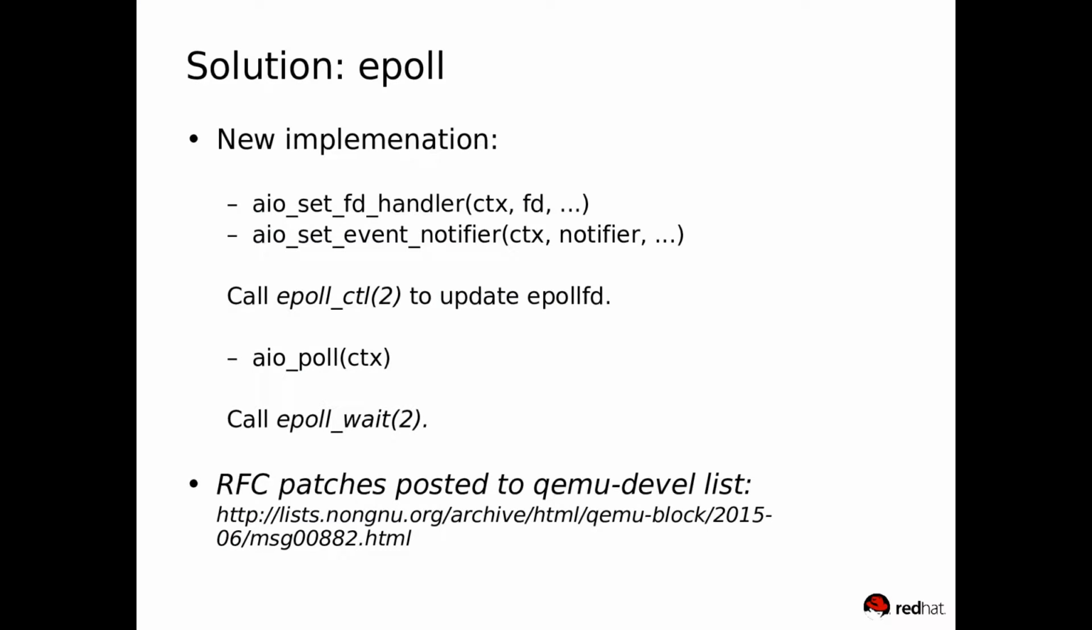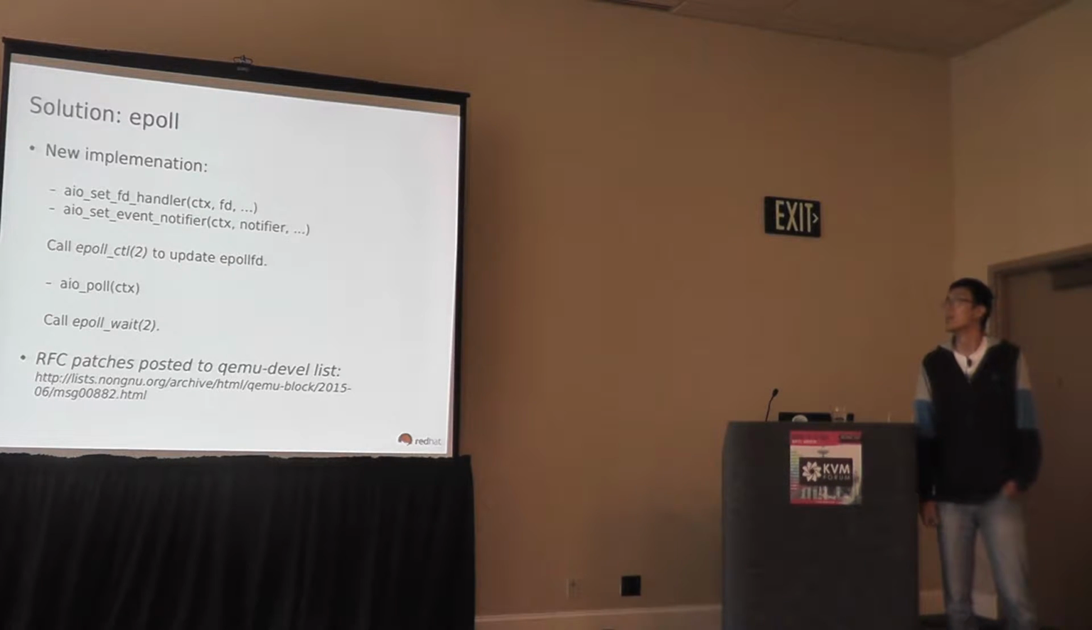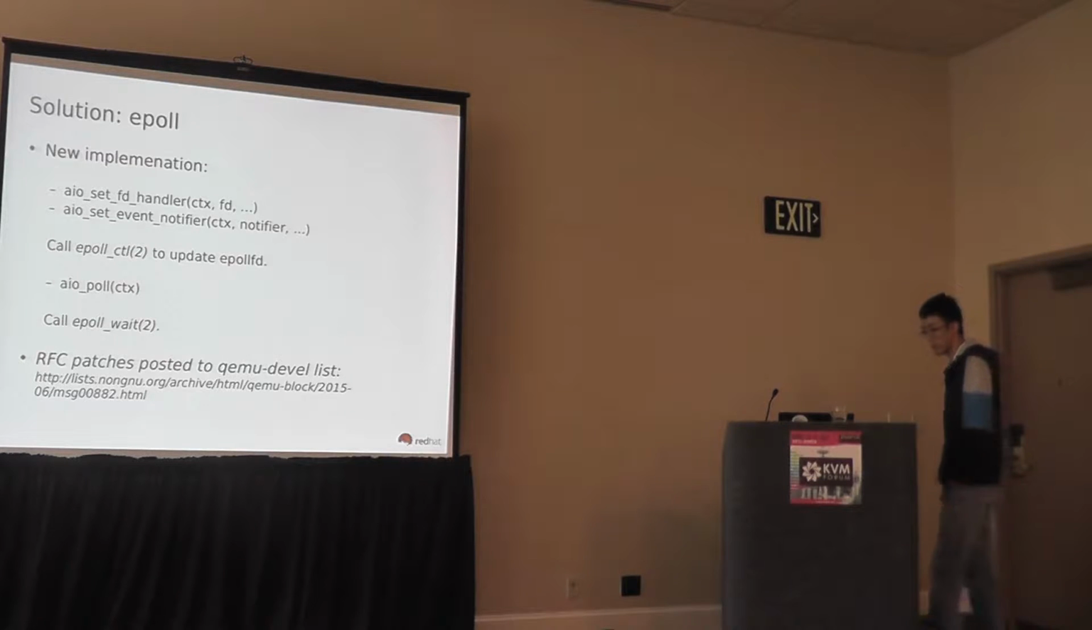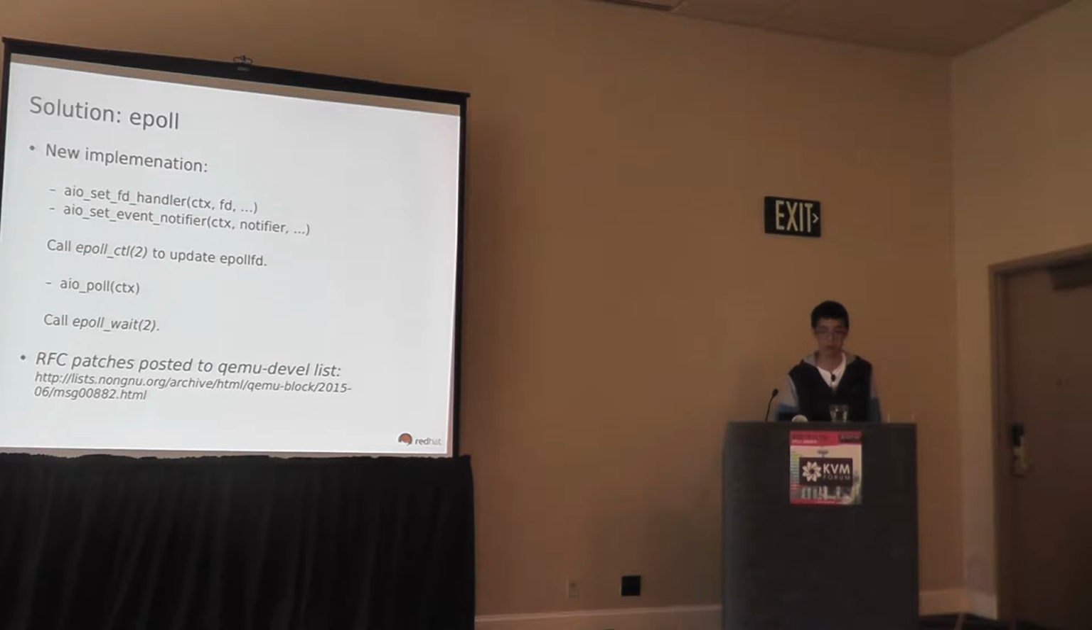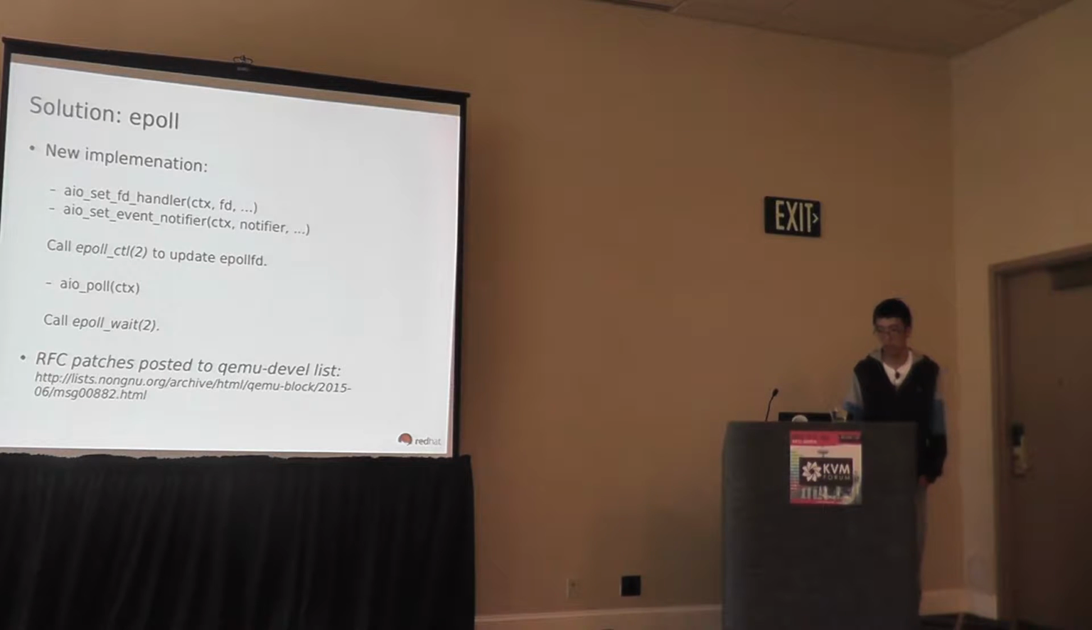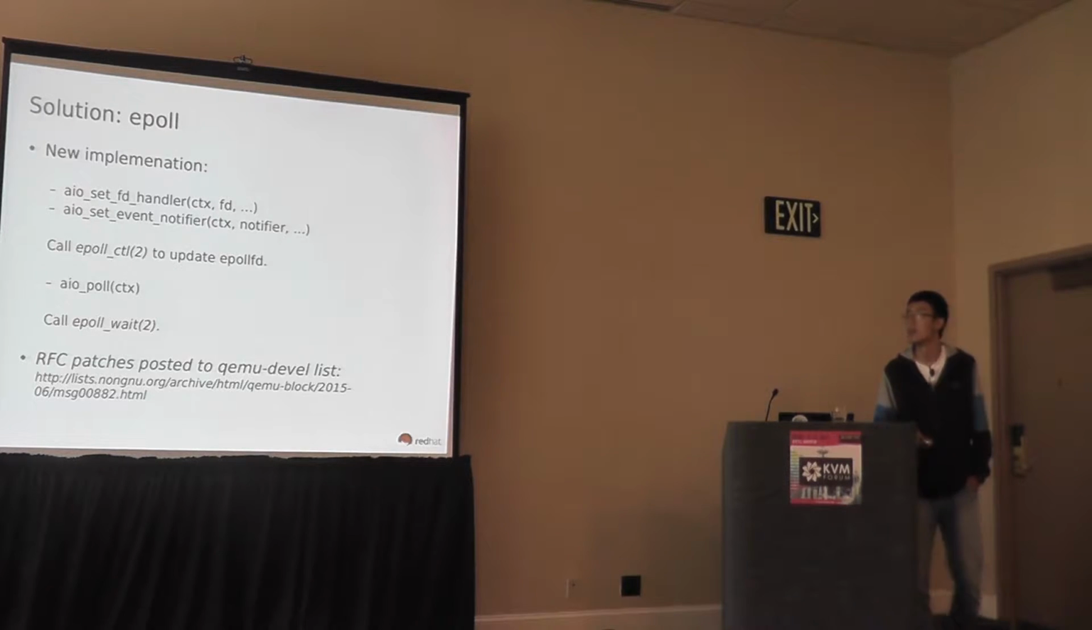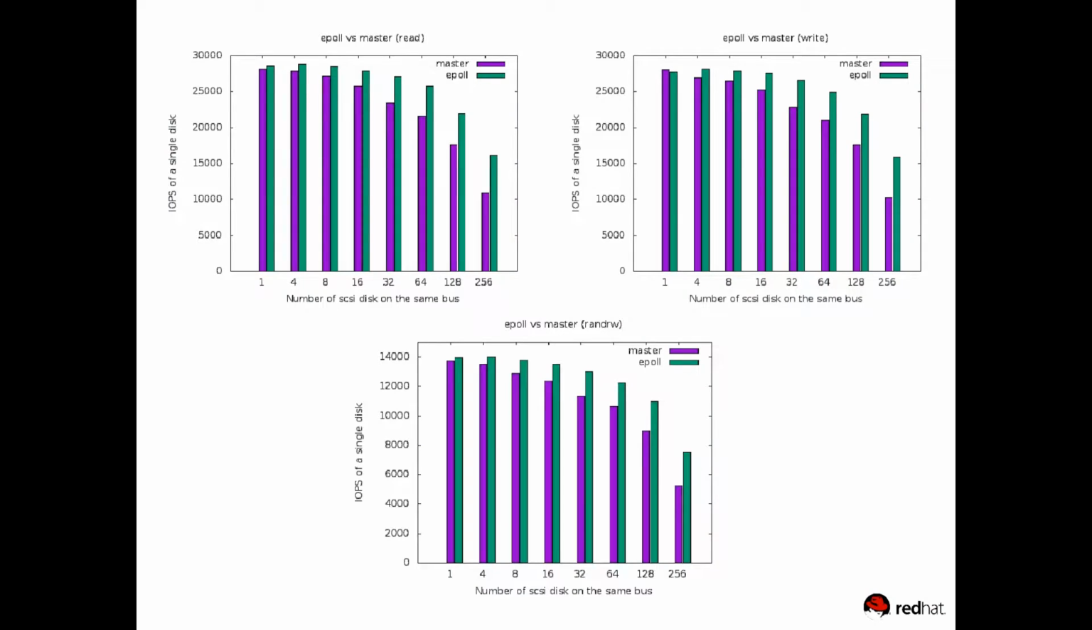Okay, so here's the idea of the new implementation. In aio_set_fd_handler, where you insert this interesting FD into your watched set of FDs, you can just call epoll_ctl to update the poll FD. And in your aio_poll interface, you can just call epoll_wait. The idea is pretty simple, and it's a low-hanging fruit. I've already done this and sent the patches to the QEMU upstream list, which basically shows quite promising results.